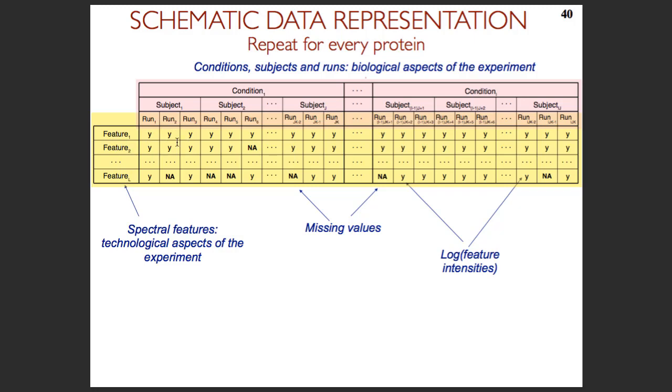Y here will be the observed values of log intensity. NA will be missing values, and some of them will be missing at random in the case of Skyline. Otherwise, they will be missing because they're censored due to low abundance. And so our goal on the statistical side would be to summarize this data structure and look for differences between conditions in a way which accounts both for missing values and for outliers.